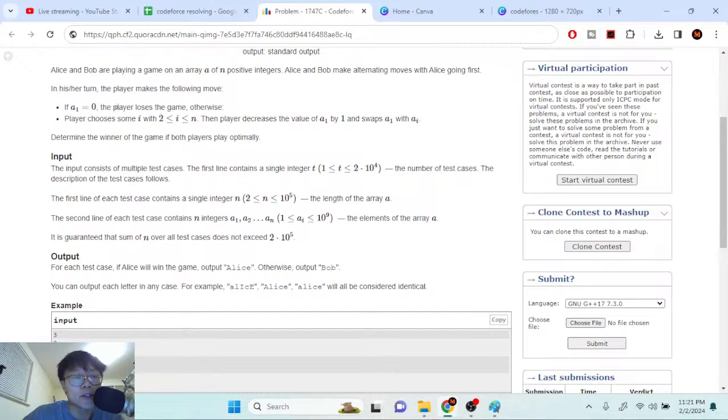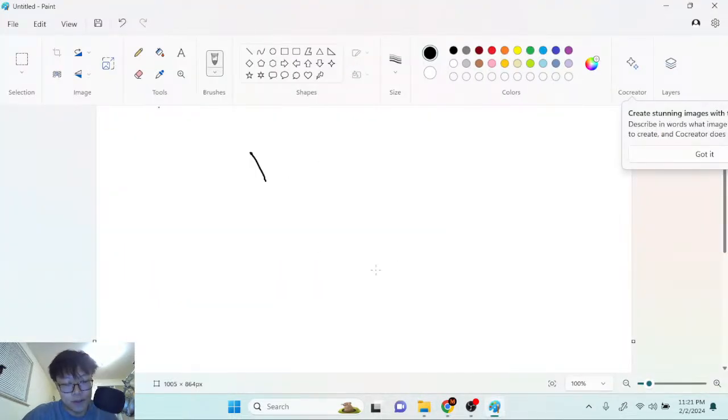If Alice wants to win, who goes first though? Alice goes first. Okay, she should find the smallest value, decrease it by 1, and swap it with the first value. On her turn, she should do that, because that way Bob would be screwed. So let's say we have 1, 2, 3, 4, 5.